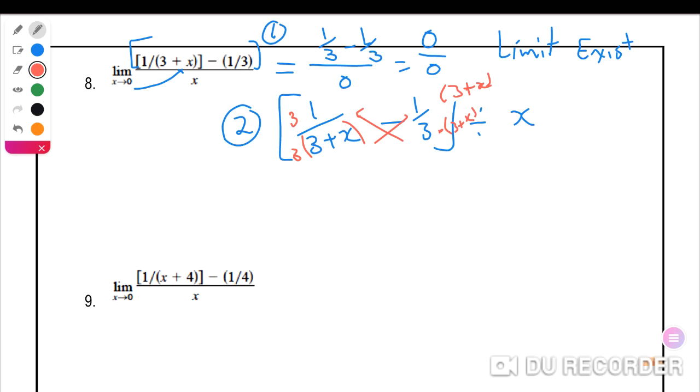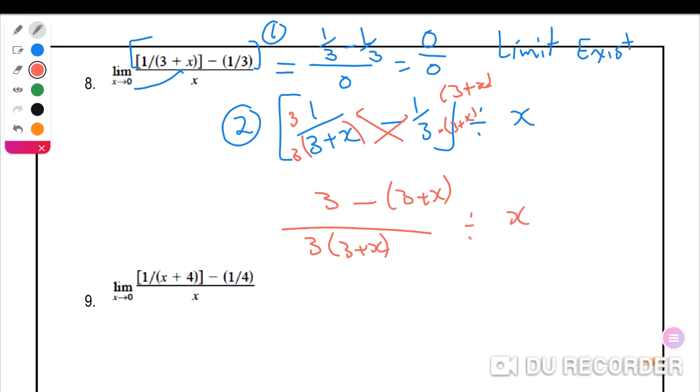Then find the result of this numerator. That will be 3 minus 3 plus x, the product of the first numerator minus the product of the other. And what is the denominator? 3 multiplied by 3 plus x. I hope you understand.